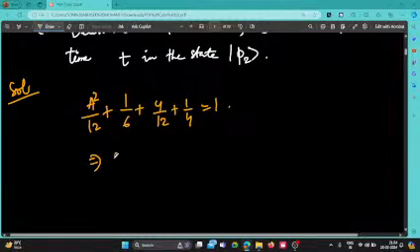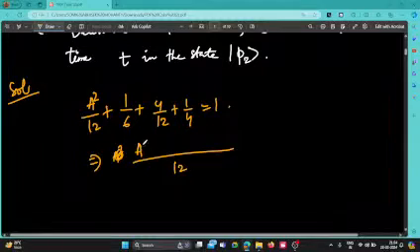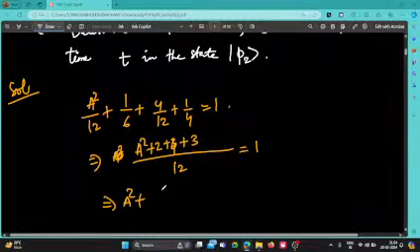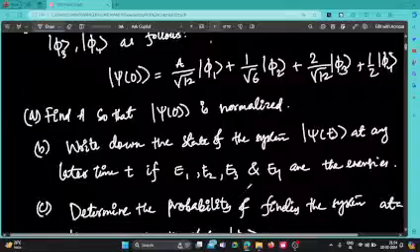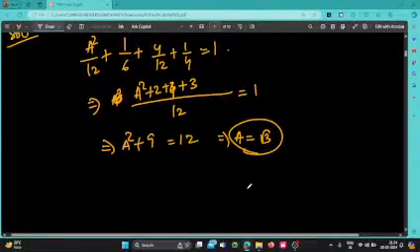Okay, so if you take the LCM 12, A square plus 2 plus 4 plus 3 is equal to 12. So A square plus 9 is equal to 12. So A is equal to root 3. Okay, A is equal to root 3. So now I can write the normalized form of this.